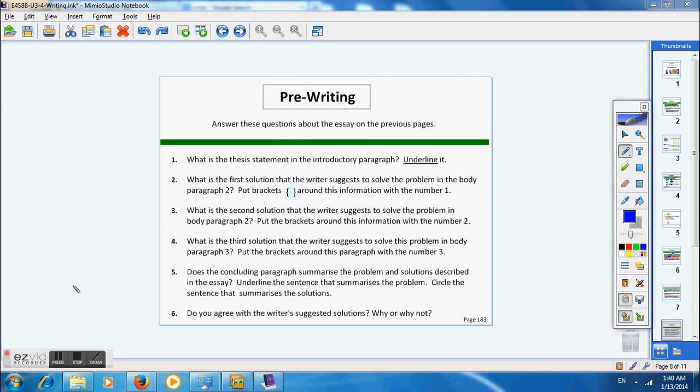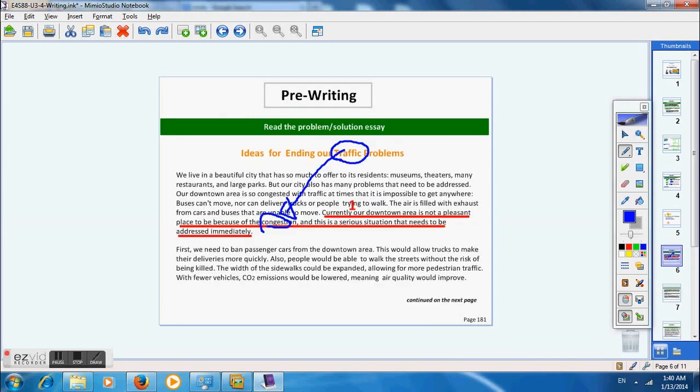Number 2, what is the first solution that the writer suggests to solve the problem in the body paragraph? Put brackets around this information with the number 1. Okay, let's go back to the article here. This is your keyword. It says first. Okay, so that is the first solution. First, we need to ban passenger cars from the downtown area. Okay, here. So that is solution 1.